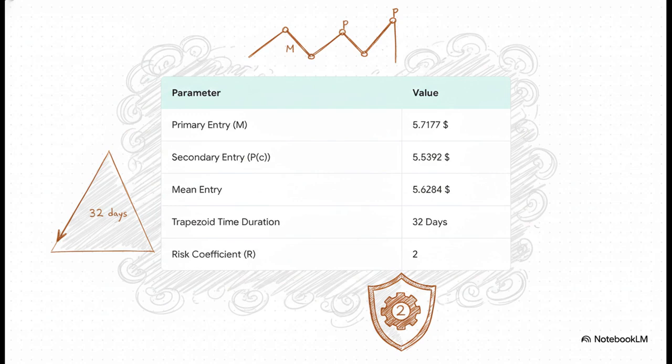Now let's get into the nitty-gritty, the core numbers for this plan. The model flagged a primary entry at 5.7177 with a secondary entry at 5.5392. That gives us a mean entry point of 5.6284. The whole thing was set with a 32-day trapezoid time duration and a risk coefficient of 2.